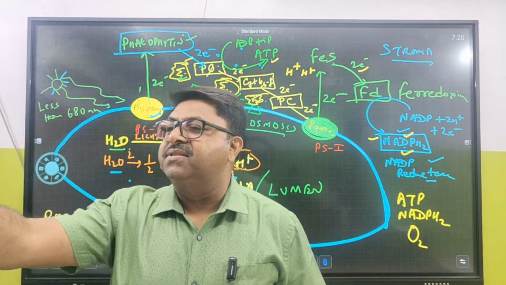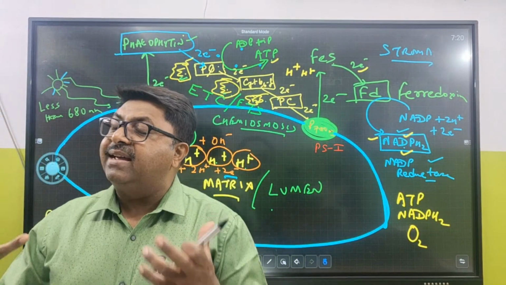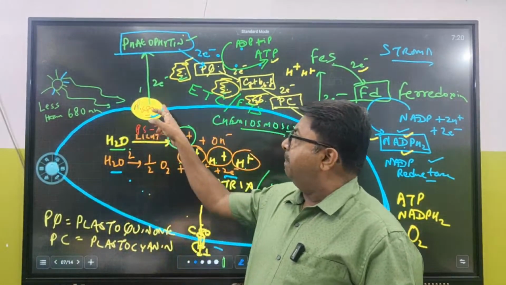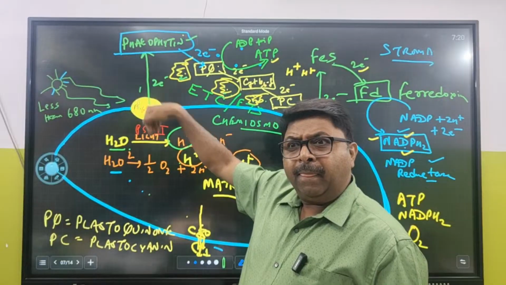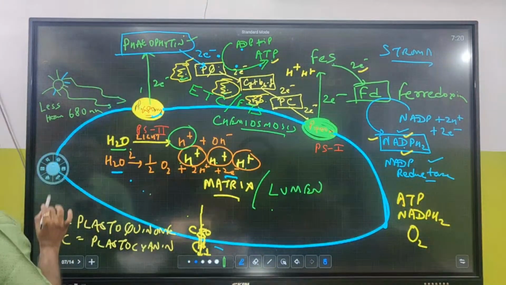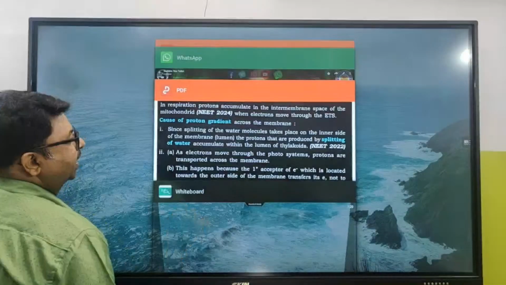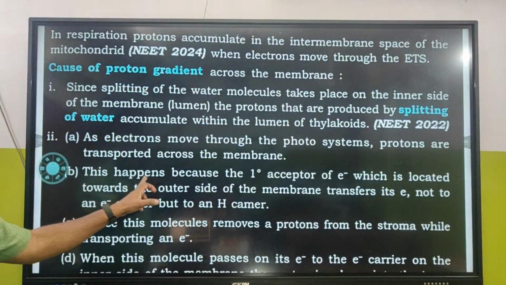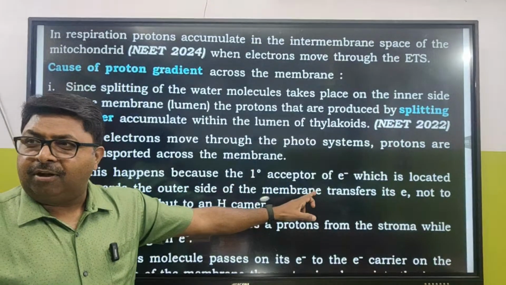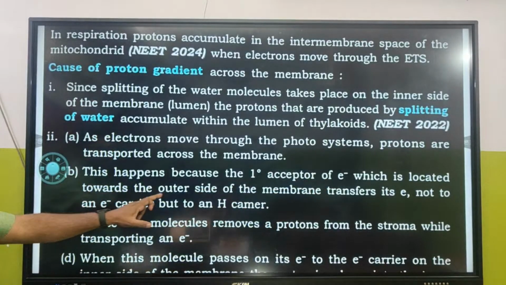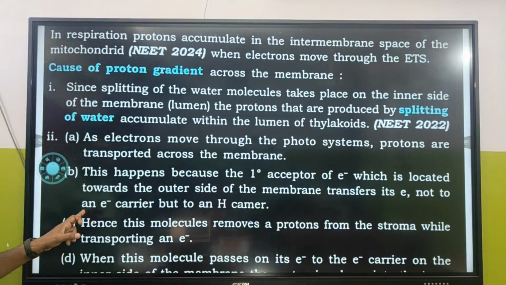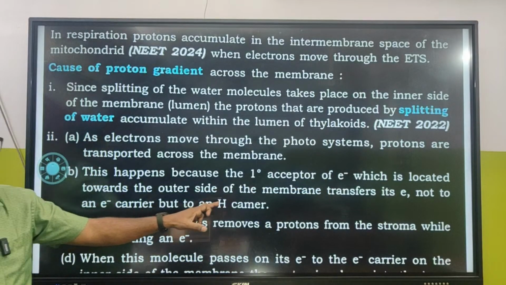What is the first reason for the maintenance of high H plus ion concentration? The H plus ion concentration increased inside the lumen because PS2 is towards the lumen. Great. Okay, let's go next. This happens because the primary acceptor of electron, which is located towards the outer side of the membrane, transfers its electron not to an electron carrier but to a hydrogen carrier.